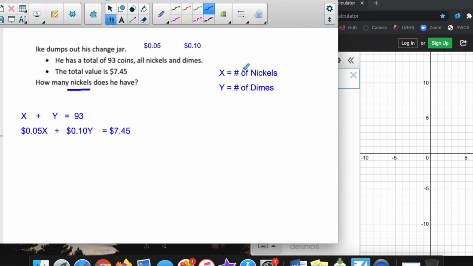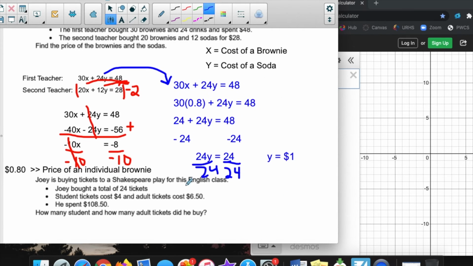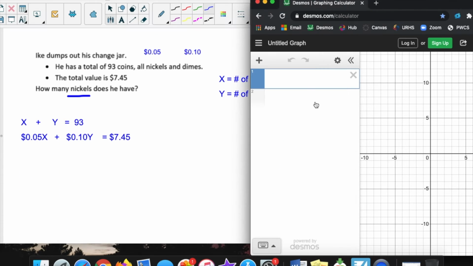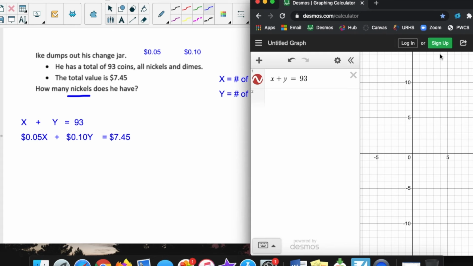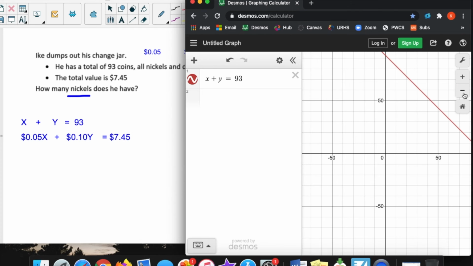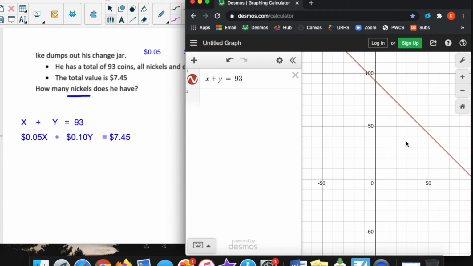Okay. And now for this one, thank goodness, we don't have to do all this nasty, crazy stuff up here because we are going to use our buddy Desmos. So when I have these two equations, I can just type them into Desmos straight up. So x plus y equals 93. You're not going to be able to see it at first because it is not zoomed out enough. So if I zoom it out a little bit more, I see my line going through right here.